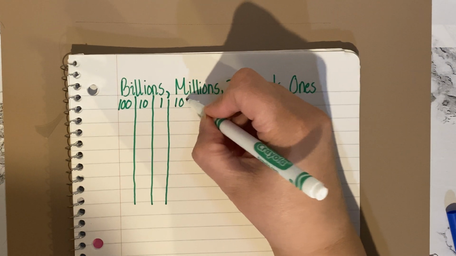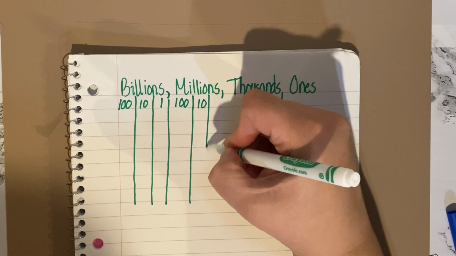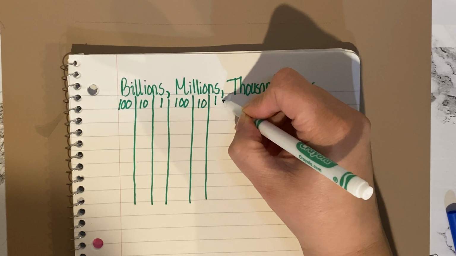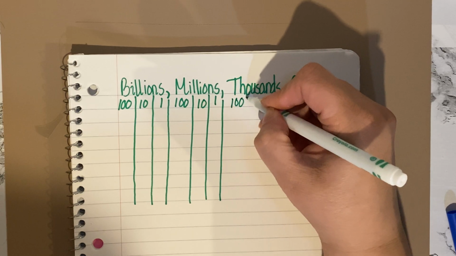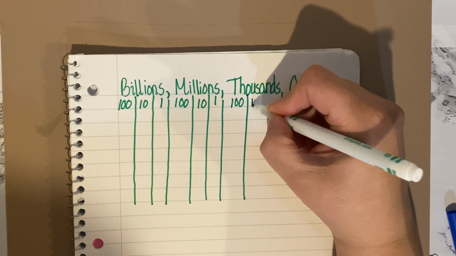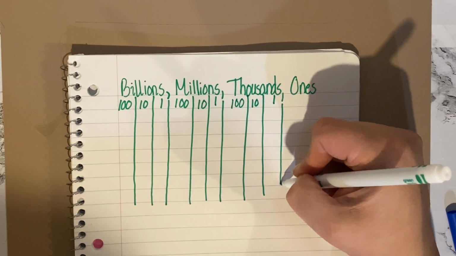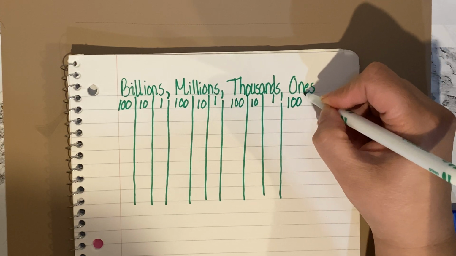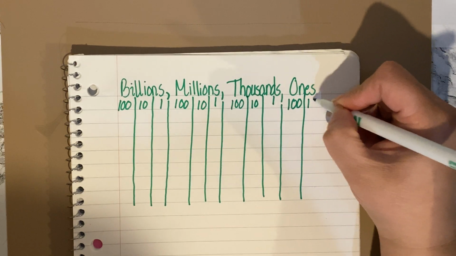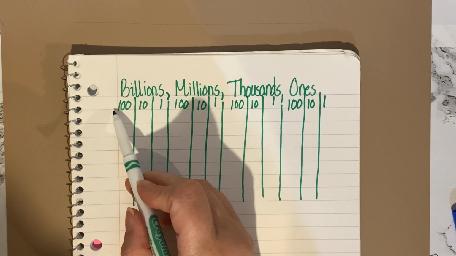Same with millions, 100, 10, 1, and your line would come right under that comma. Thousands is 100, 10, 1, right under that comma. And in our ones place, we have 100, tens, and ones. Okay, another line underneath here.